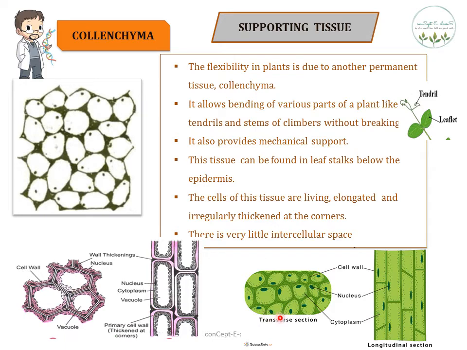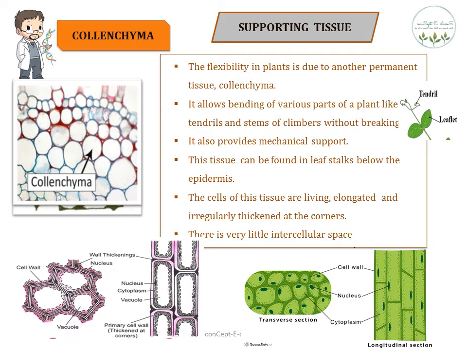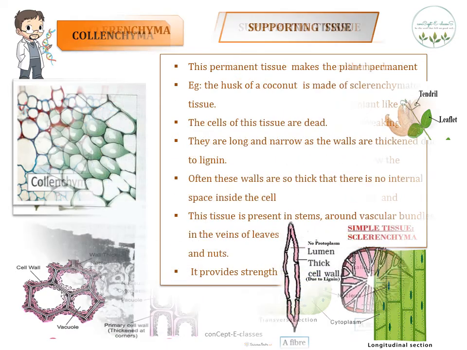See, this is a transverse section, that is, if we cut it horizontally, this is the section, and this is the longitudinal section. Now if you observe the cells closely, we can see that they have irregular thickening at the corners, and they have very little intercellular space. The main function of collenchyma is to provide flexibility in plants and to provide mechanical support. Now this is a real-time image of collenchyma.